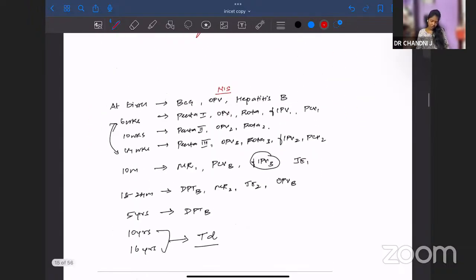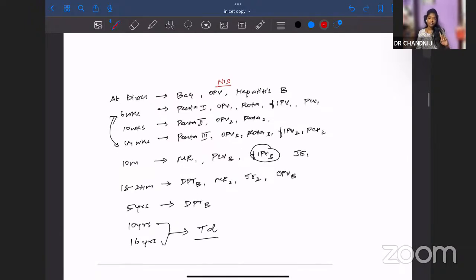Now, we'll go to the schedule. So, you have 2 schedules. One is the national immunization schedule and next is the IAP. If you don't remember IAP, that is okay. But the national schedule, you have to know by heart. Okay. Now, I'm not going into detail about the schedule. I'll just tell you some recent changes in the schedule that could be asked as a question.